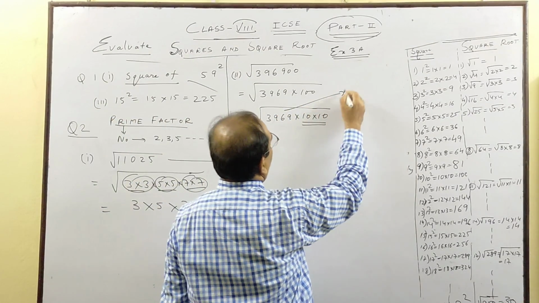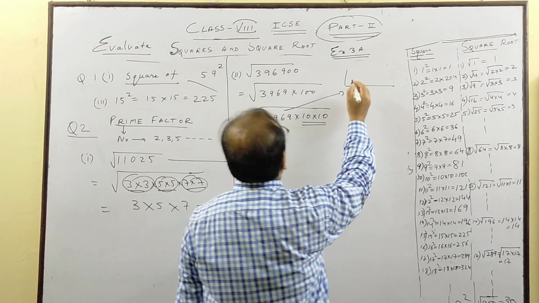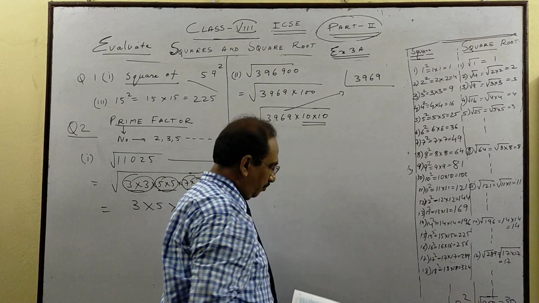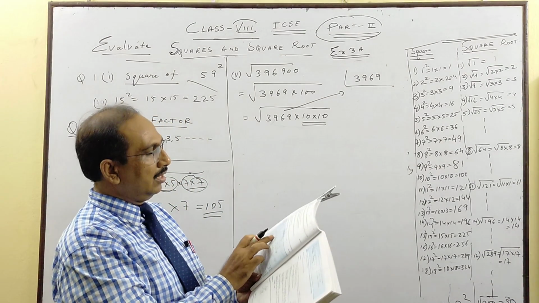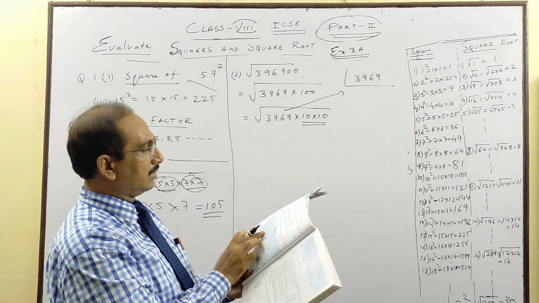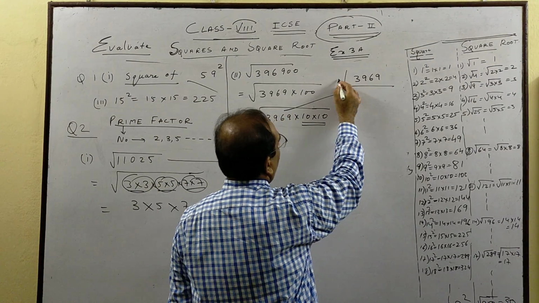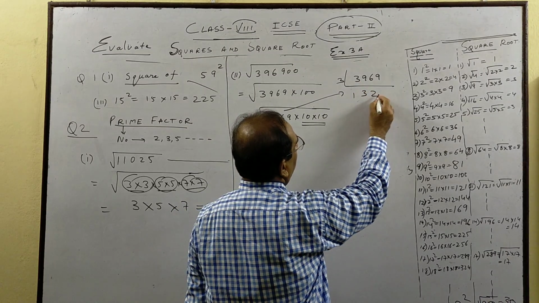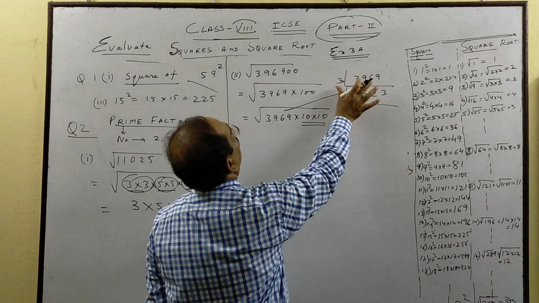So please show this prime factorization in the main body of your answer. Now 3969. This number, if you see, will go by 3. 3 1s are 3, 3 3s are 9, 3 2s are 6. Again, if you add the digits, this will go by 3.